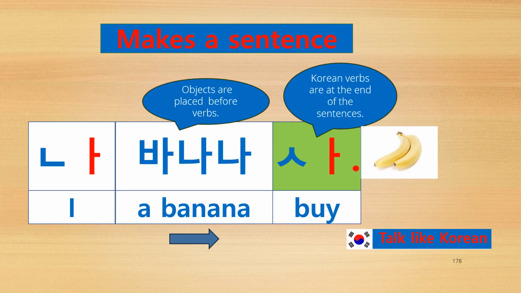So 나 바나나 사. Okay, Korean verbs are at the end of the sentence. It's a big difference between English and Korean. But in terms of word order, making sentences is a lot easier because what you have to remember is that subject comes first and the verb at the end. So in the middle bit, they can just be sorted just like this. So 나 바나나 사, which means I buy a banana.